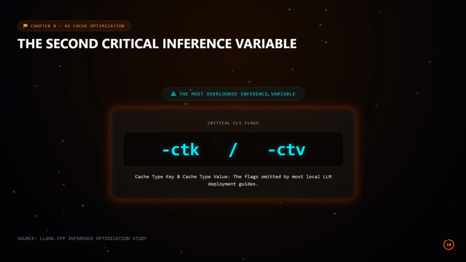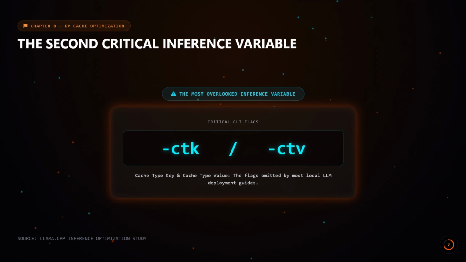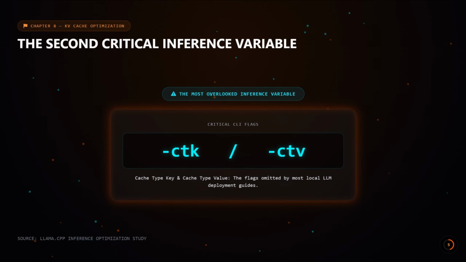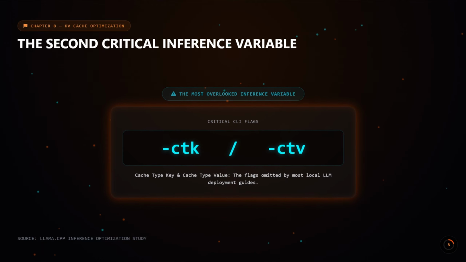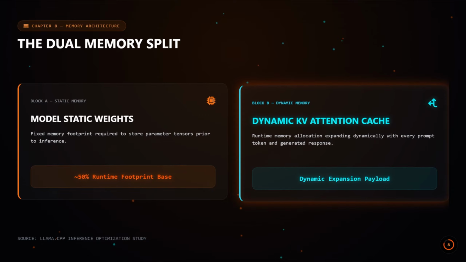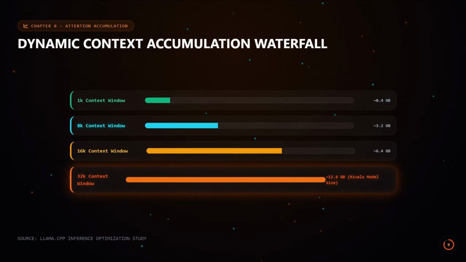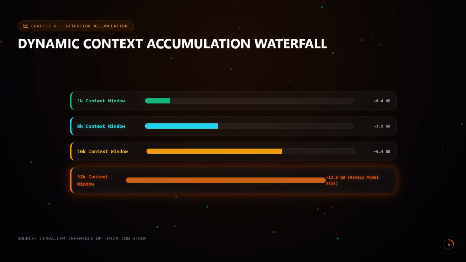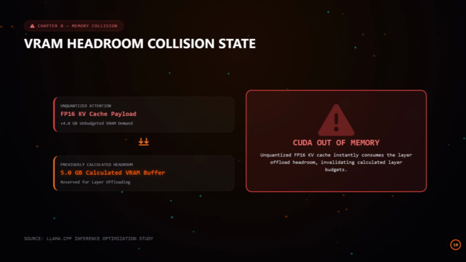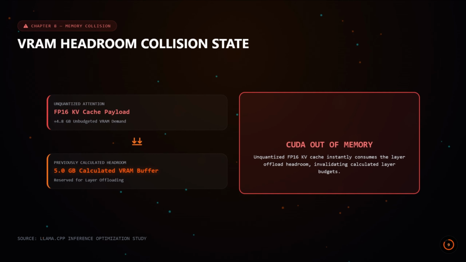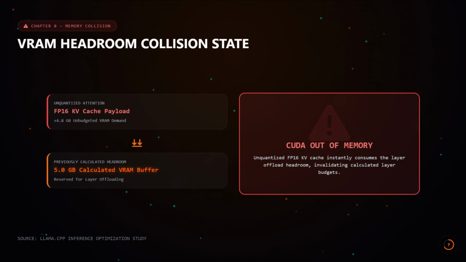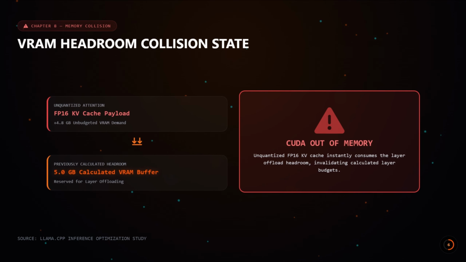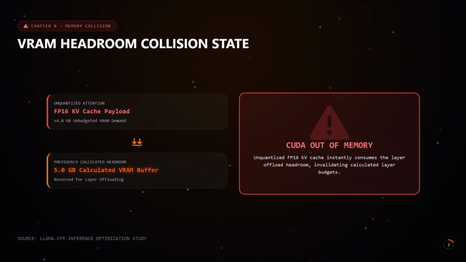There is a second flag that matters here almost as much as the first one, and it is the one most guides skip entirely: the KV cache. The model's weights are only half the memory story. Every token you generate adds to an attention cache that grows as the conversation grows. And on a large context window, that cache can rival the size of the model itself. Left at full precision, a modest context window on a 22 gigabyte model can add several gigabytes on its own, which is exactly the headroom you just calculated for your GPU layers in the last step.